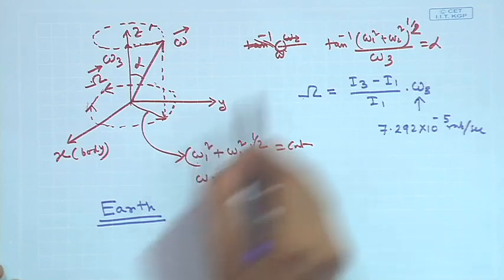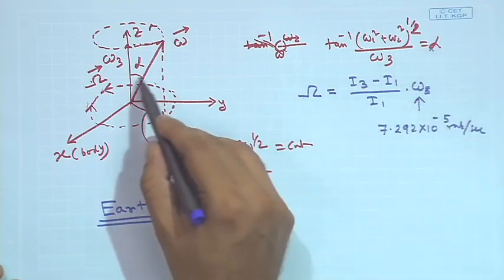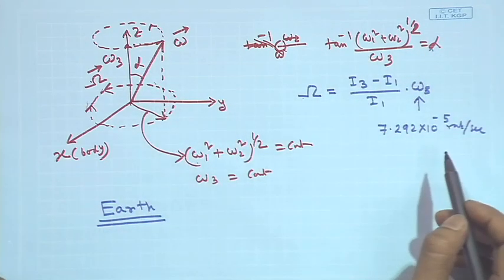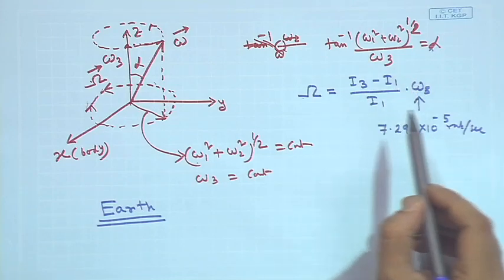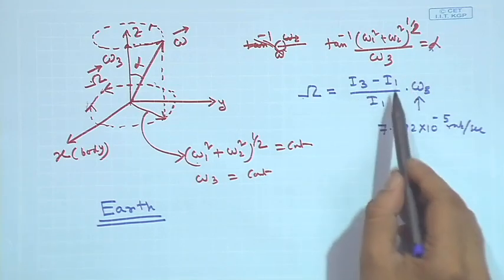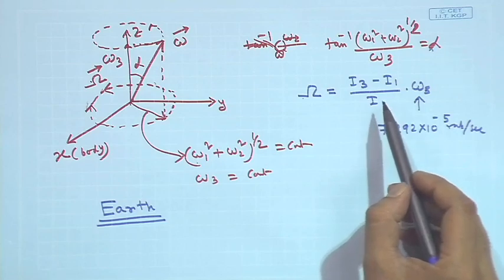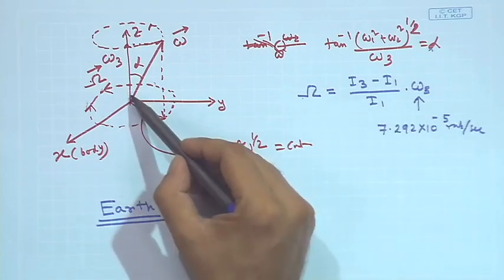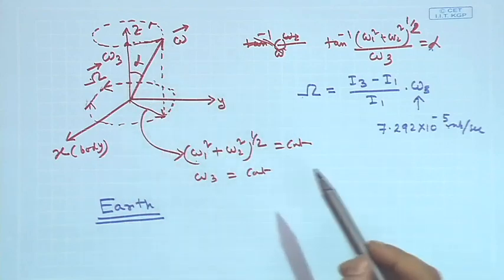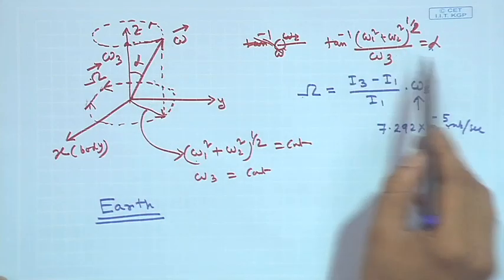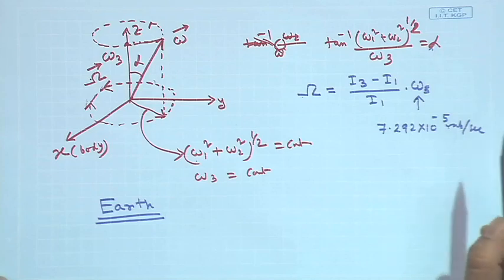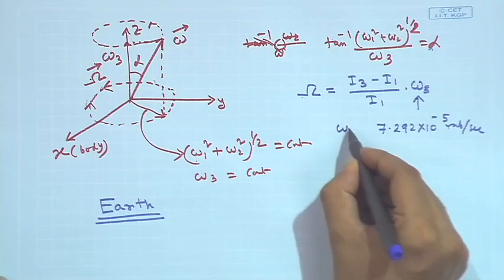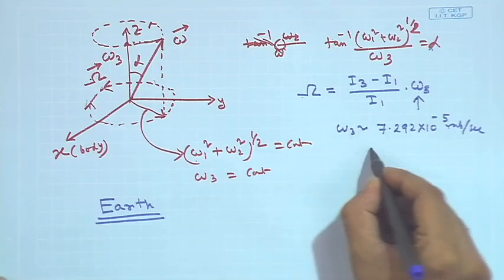I mean, we will see, because this alpha is actually a very small angle for Earth. It all depends on the symmetry of the system, and for Earth, the angular momentum component in the z direction is pretty much dominant over omega 1 and omega 2. So, alpha is a very small number.